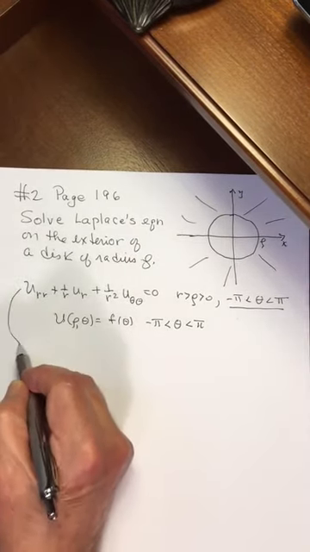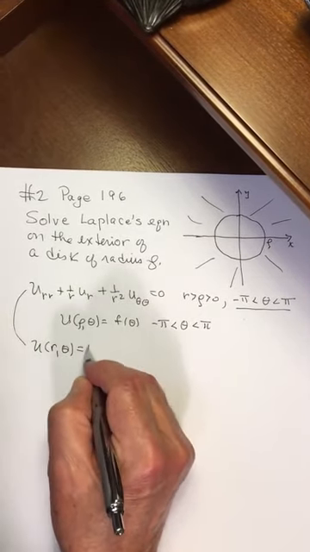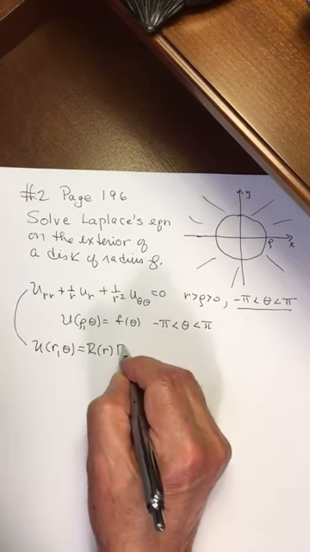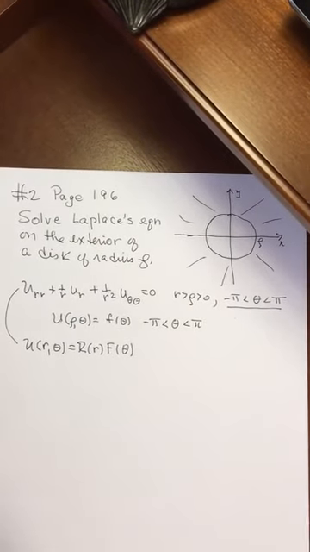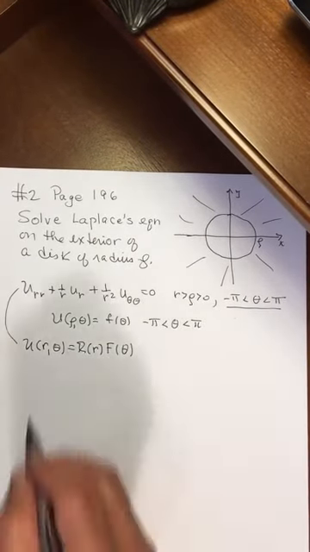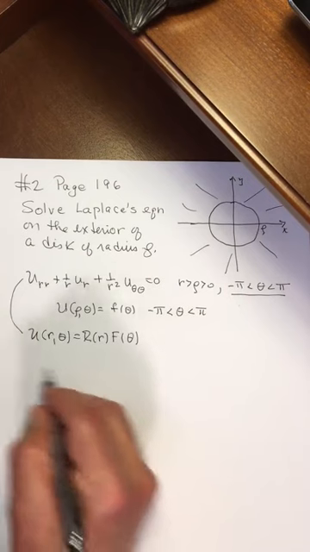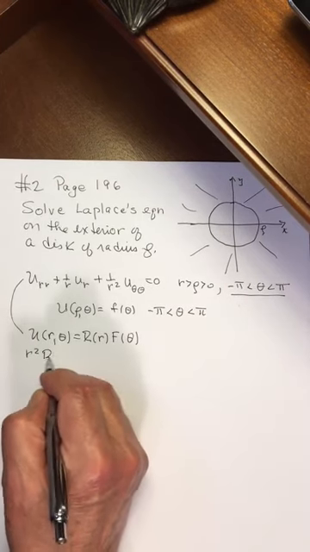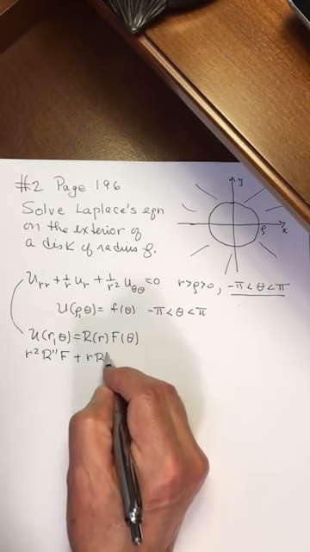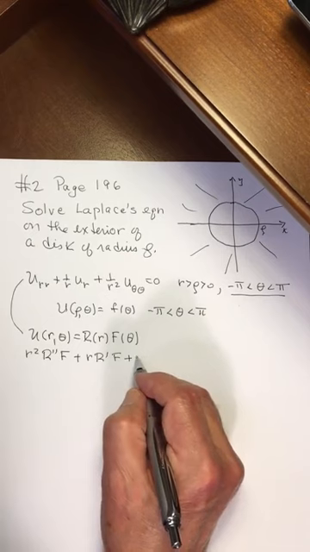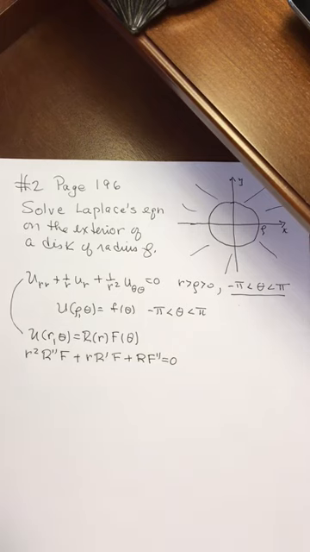So the first thing we're going to do is separate variables. We'll write u of r and theta equals R of r times F of theta. I write F of theta rather than capital Theta of theta, as it's kind of difficult to write that. Substitute into our differential equation after multiplying through by r squared, so we'll have r squared R double prime F plus r R prime F plus R F double prime equals 0.